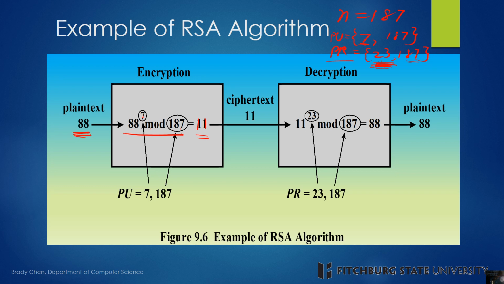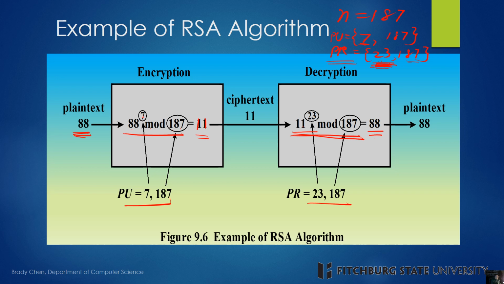That makes this a private key. So when the receiving side receives the ciphertext, hopefully only the receiving side knows the private key, so it can recover the plain text by doing this math: 11 to the 23 mod 187. That's another huge operation if we try to do it by hand, but by computer it's relatively easy. Then you will find out this is 88. So we can easily do this.